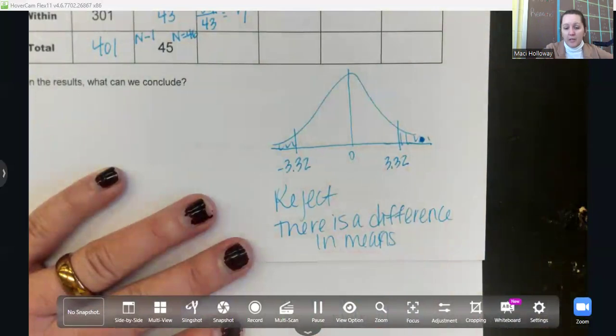Now we will do some more of these in class, and we'll practice using that F table when you get back.